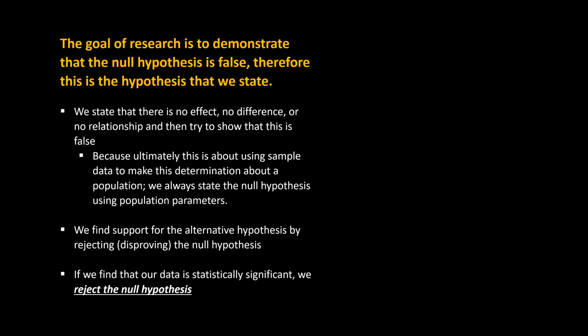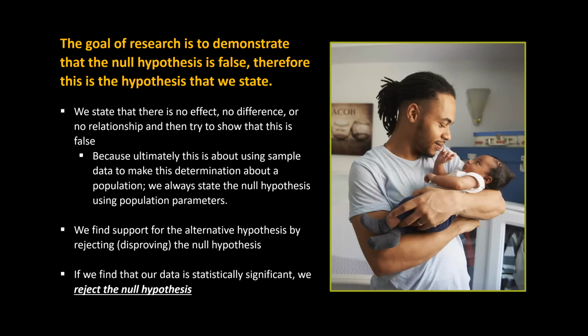If we find that our data is statistically significant, which is probably a term that you've heard before, that means we have rejected the null hypothesis. Statistical significance means that we found something in our data. So we can reject the idea that nothing has happened, which is what the null hypothesis suggests. So let's go through an example.